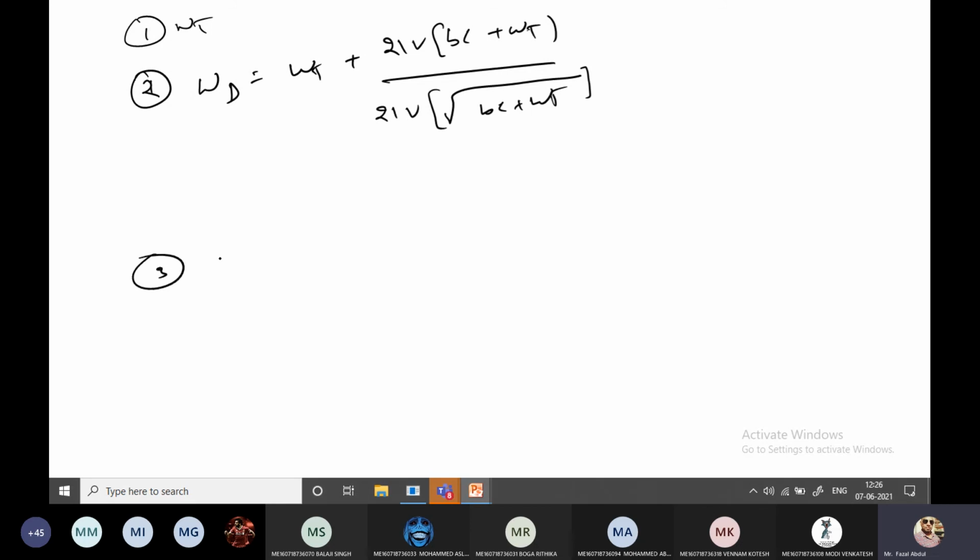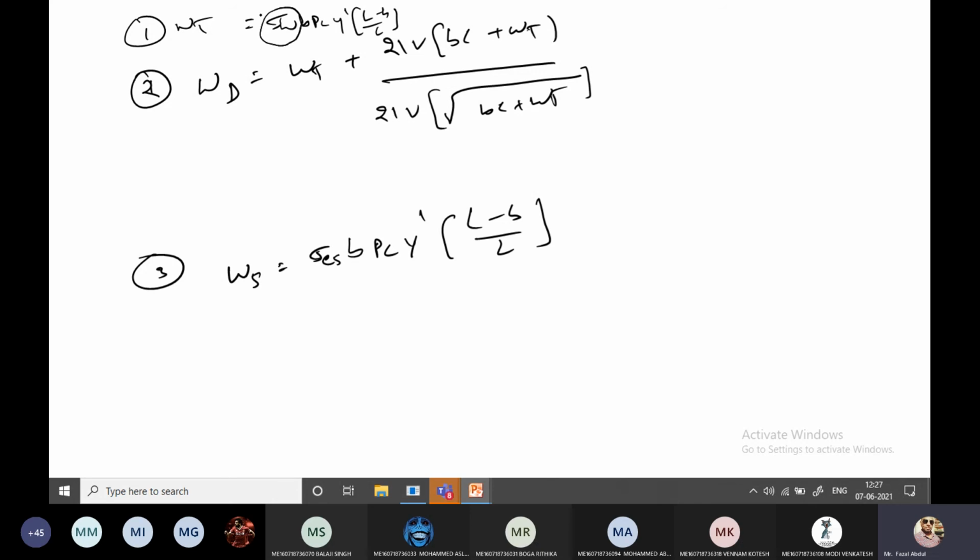Now the third equation is the static load. This is an empirical relation. The same equation we are going to write: sigma E into B into PC into Y dash into (L minus B) by L. See here, what is the difference from the WT equation? Sigma W into B into PC into Y dash into (L minus B) by L. So here, instead of sigma W, I am writing sigma ES. Only that is the difference for the static load.